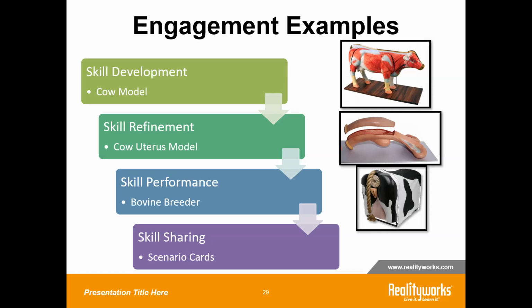So skill performance, now let's see if you can actually do it. We have our bovine breeder. This product allows you to do artificial insemination. See, did you do it correctly? The skill training and learning by being able to do that.